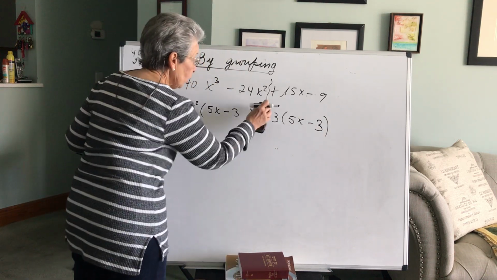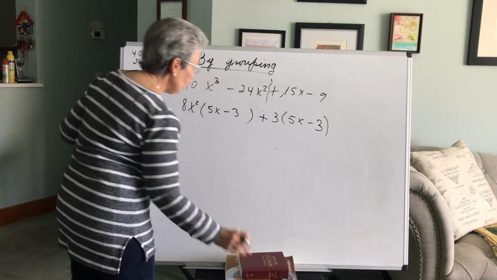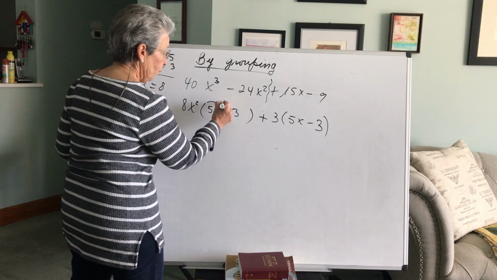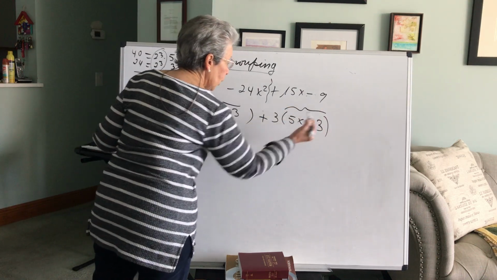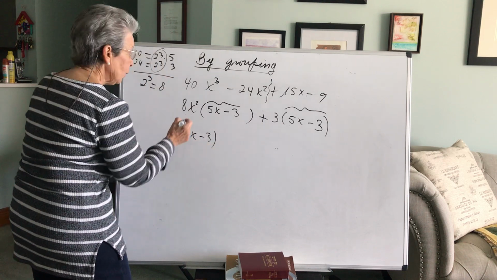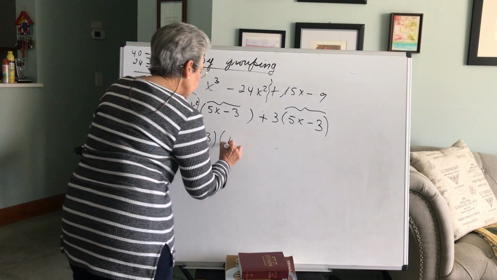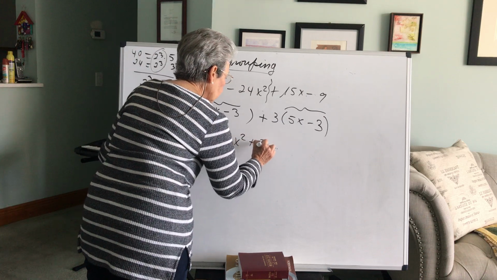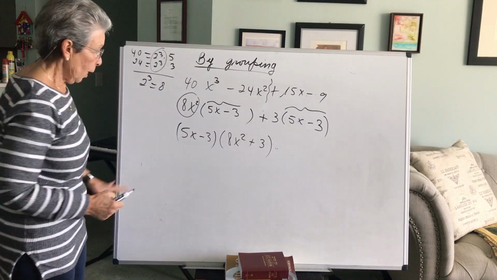Now, this is the first step, but you have to continue factorizing because you have 5x minus 3 in both terms. 5x minus 3 is a common factor. And what is left? 8x squared plus 3. And this is the answer.